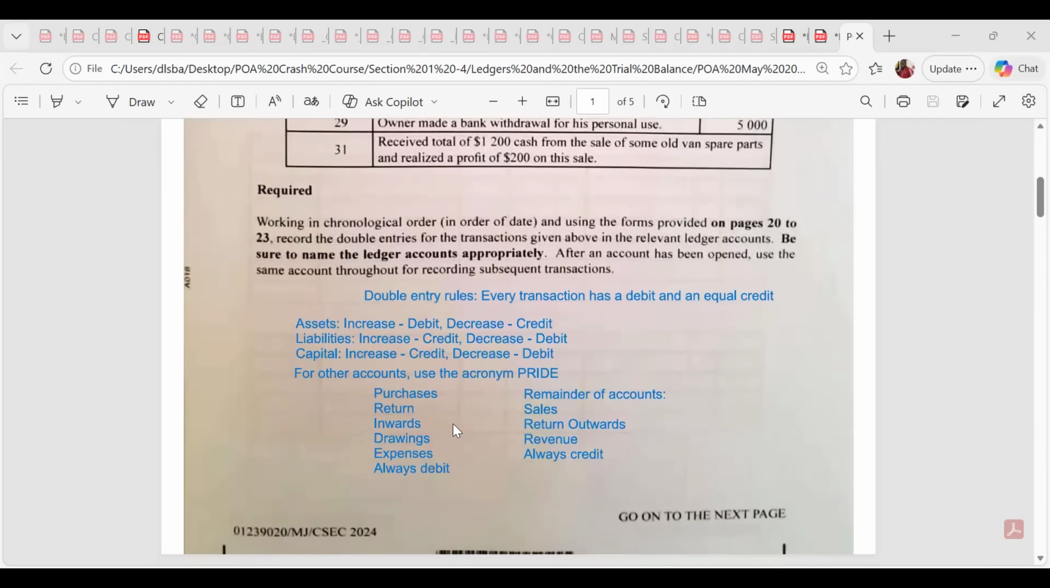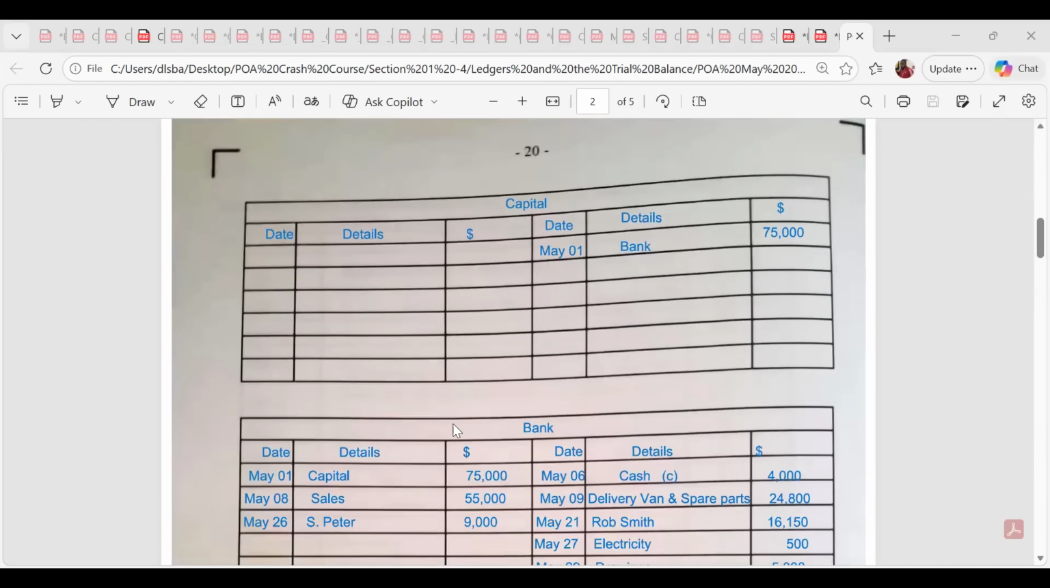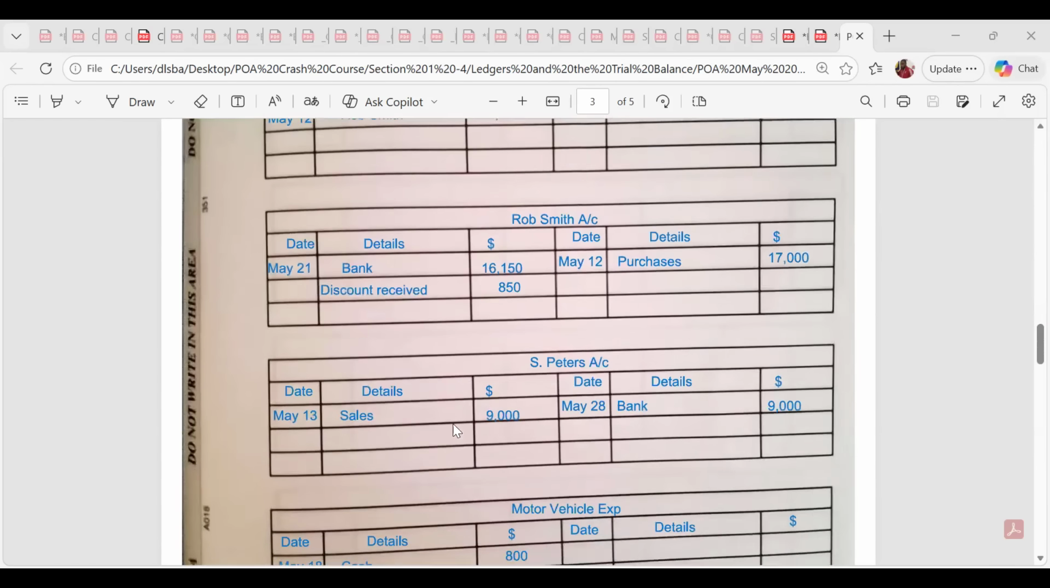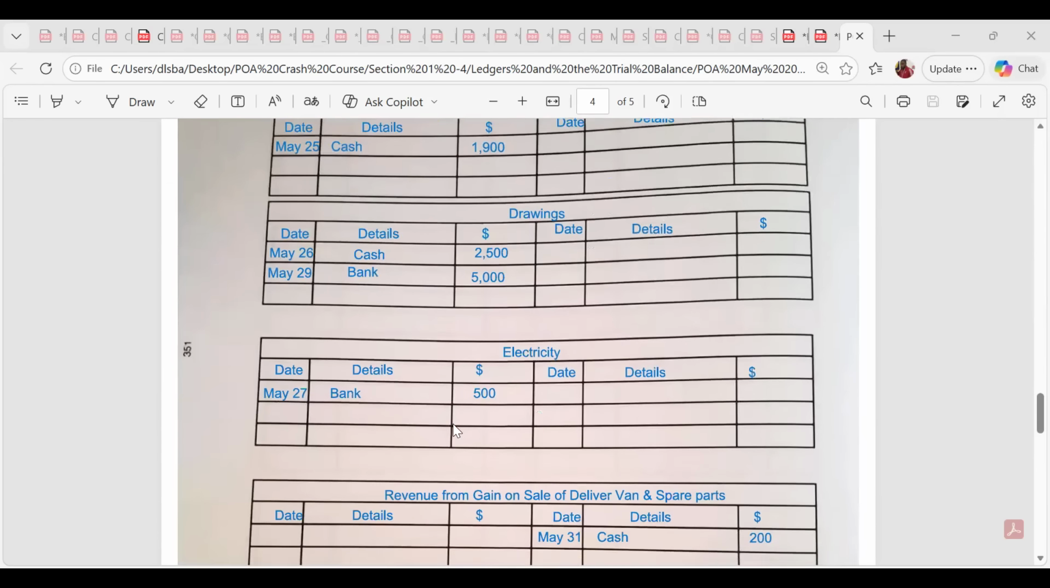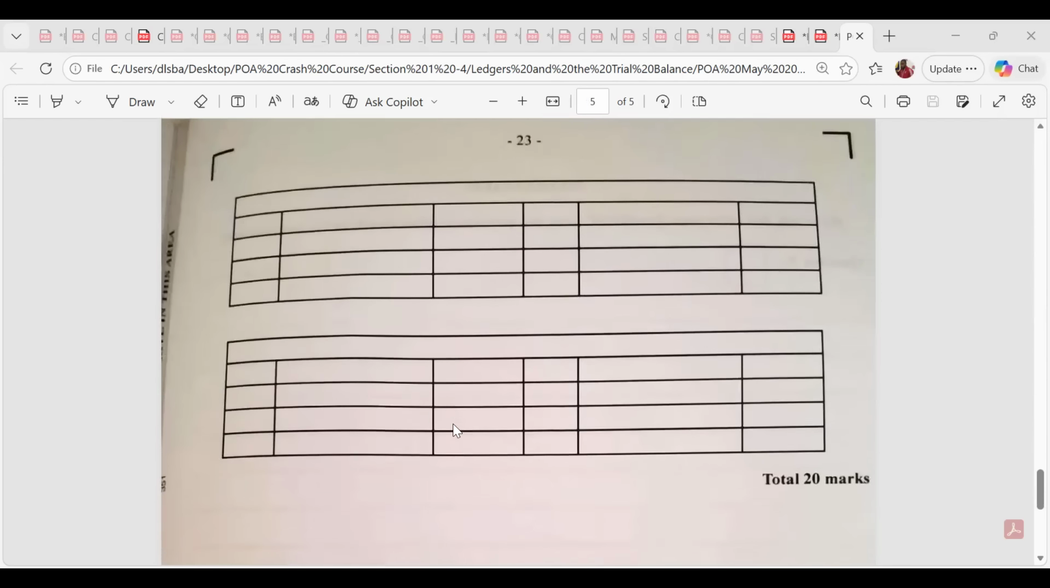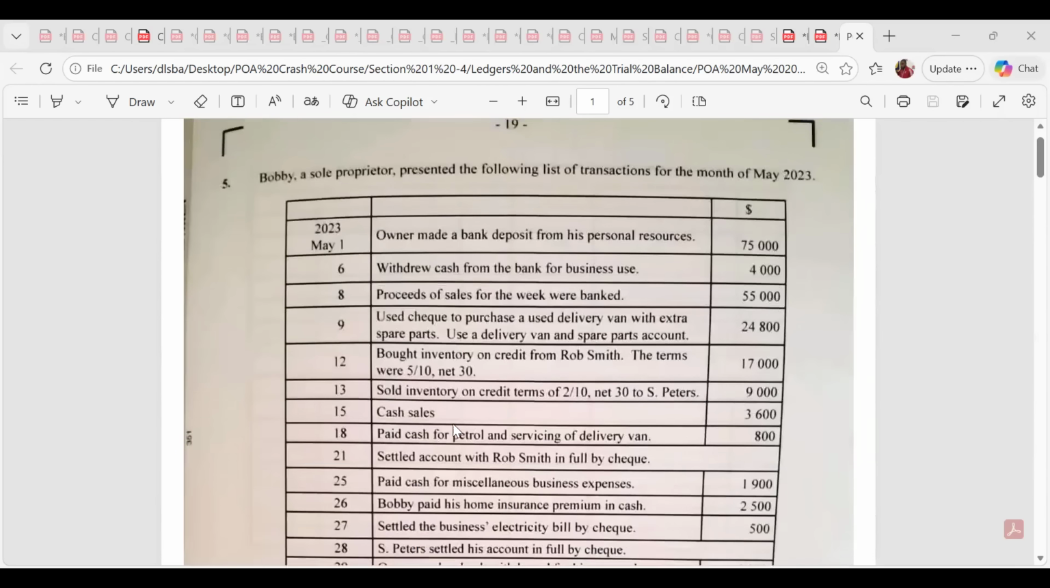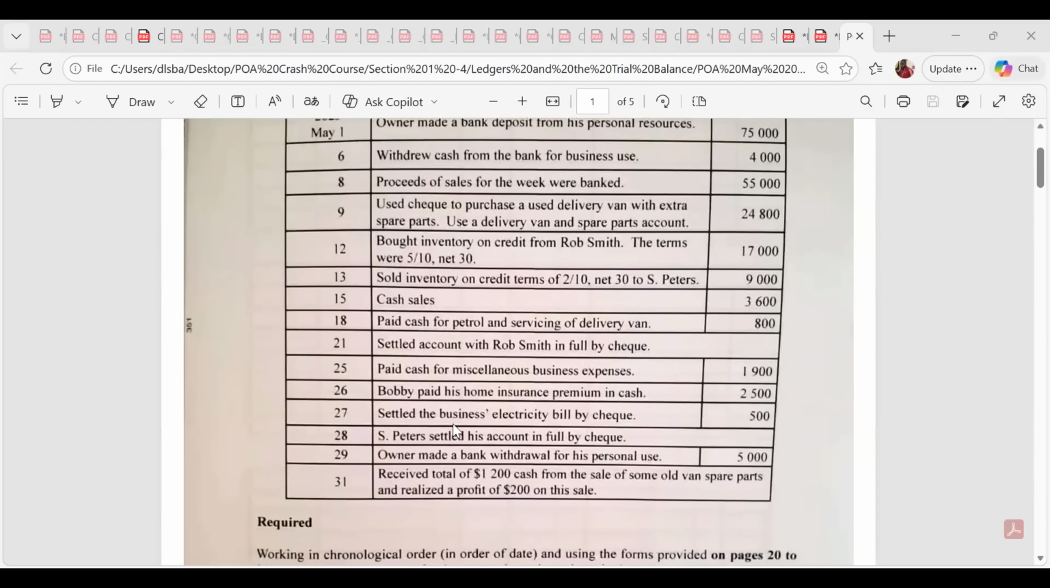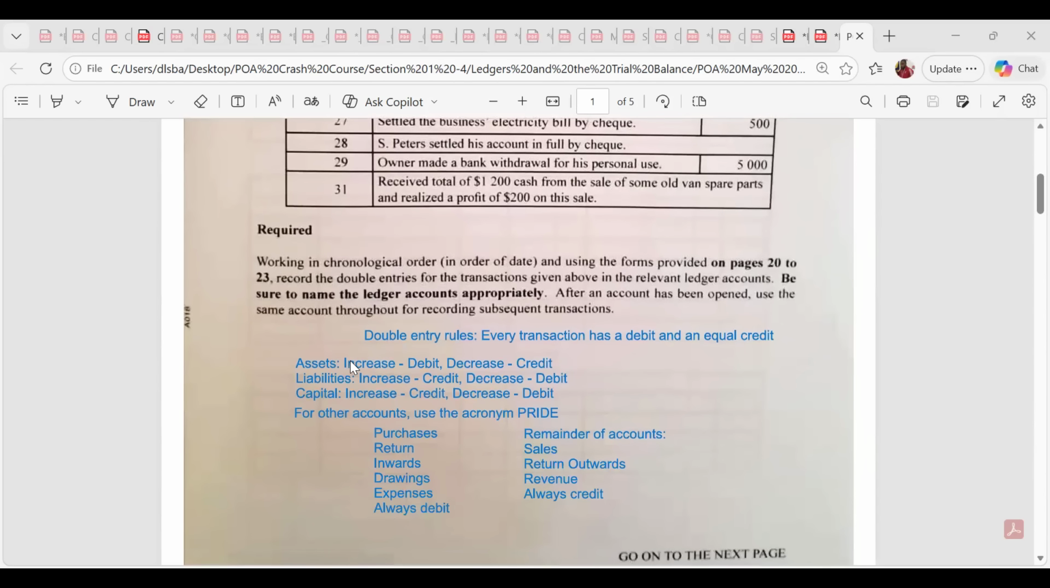Alright, so I filled it in already, but they would have left a whole bunch of blank T accounts. And you had to go through each transaction and record them in the relevant T account, right? Now I put this information here in case we forgot the double entry rules.